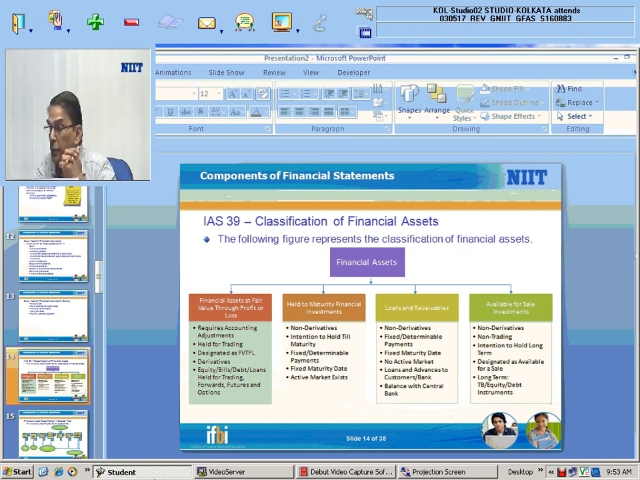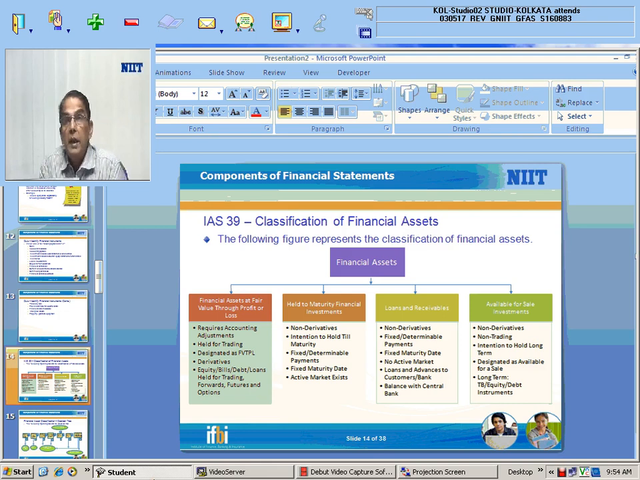There is an available for sale investment category. Under this there will be non-derivatives, non-trading, intention to hold long-term, designated as available for sale, long-term treasury bills, equity, debt instruments. These come under this category. So entity is required to classify its financial assets into one of the four categories. One is the FVTPL, financial assets at fair value through profit or loss, held to maturity investments, HTM, loans and receivables, L&R, and available for sale financial assets, AFS. So we are talking of four categories, four classifications of financial assets here.